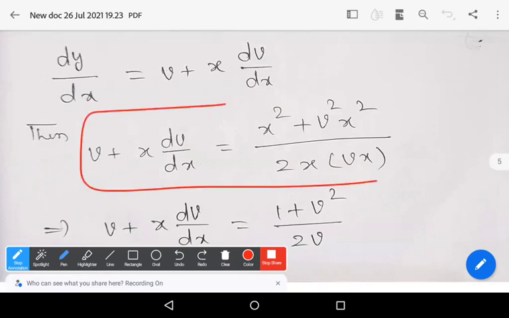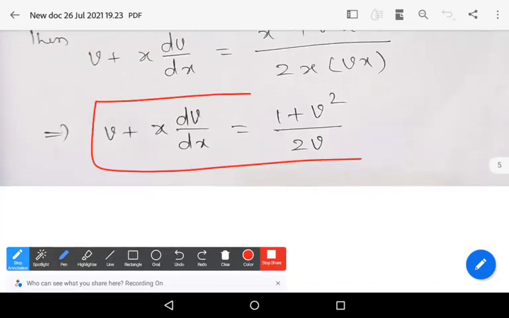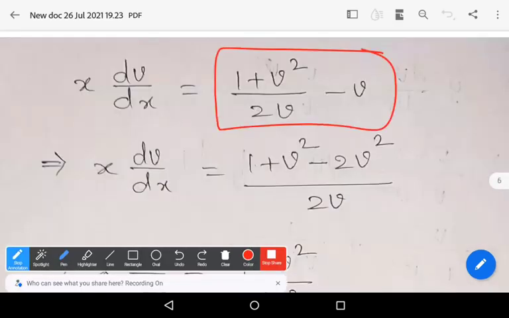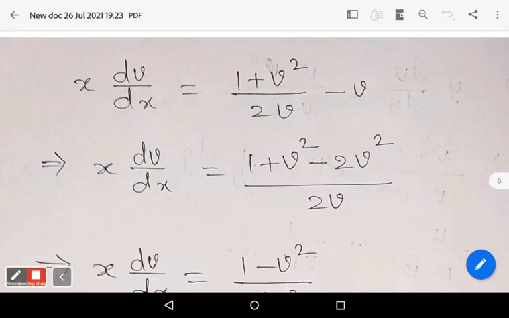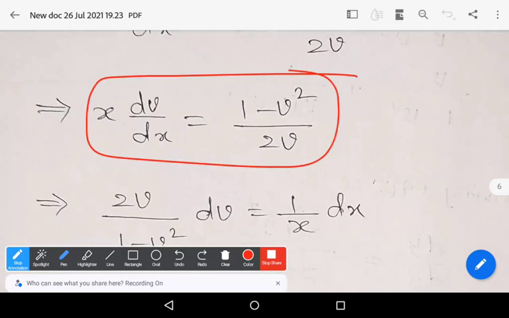So you get v plus x into dv by dx is equal to x square plus v square x square divided by 2x into vx. After simplifying, by making x square common and cancelling in the numerator and in the denominator, we get v plus x into dv by dx is equal to 1 plus v square divided by 2v. And then simplifying, we get x into dv by dx is equal to 1 plus v square by 2v minus v. Taking LCM and simplifying, 1 plus v square minus 2v square by 2v, which is equal to x into dv by dx is equal to 1 minus v square divided by 2v.